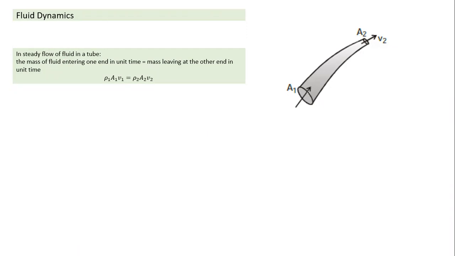If it is flowing in a steady state, what we say here is the mass of fluid entering one end in unit time is equal to the mass leaving at the other end in unit time. So mass flow rate through this cross section is equal to mass flow rate out through this cross section. Why does that have to be equal? If more mass is entering with the same volume remaining, if mass increases, what will happen? The density of the liquid has to change, which is not a steady state.